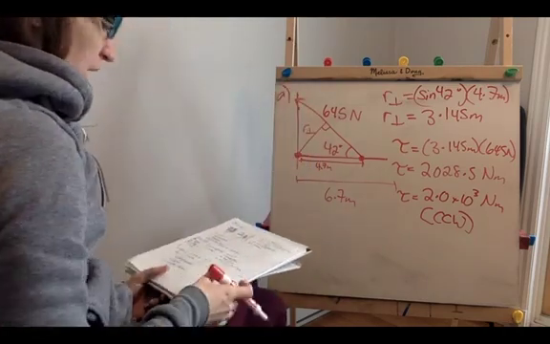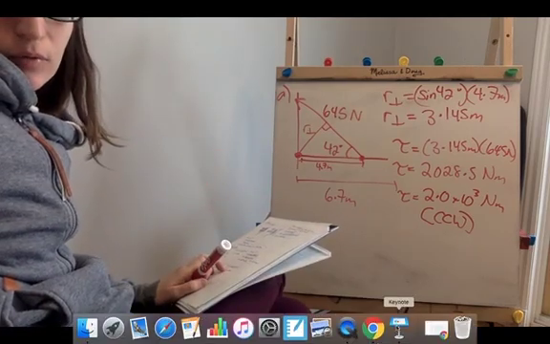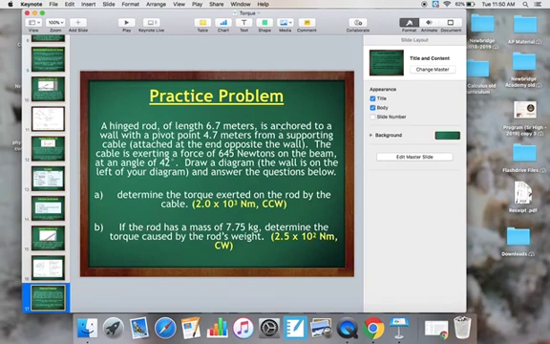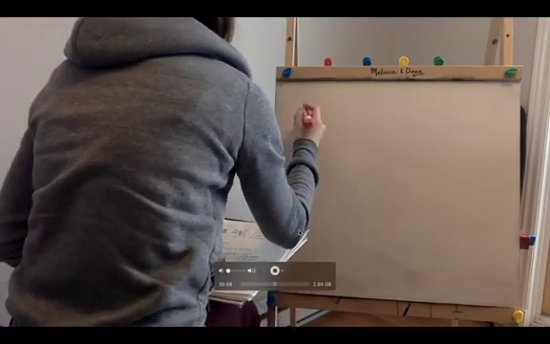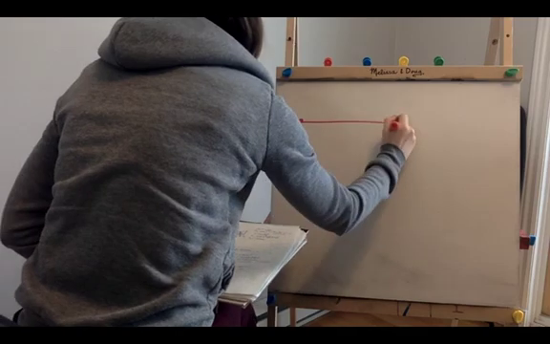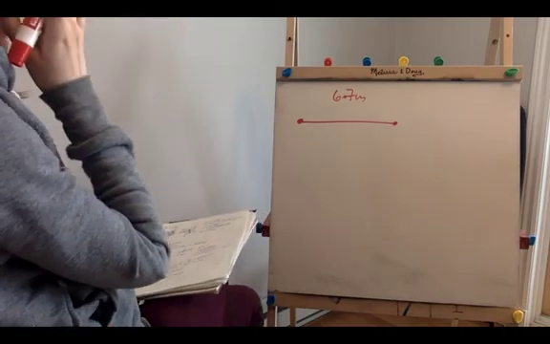For B, you're then asked about the torque of the crane's weight pulling down. Going back, if the rod has a mass of 7.75 kilograms, determine the torque caused by the rod's weight. Let's go and take a look at that. So we go back to this. What you've got is the rod here, and the entire length of the rod is 6.7 meters.